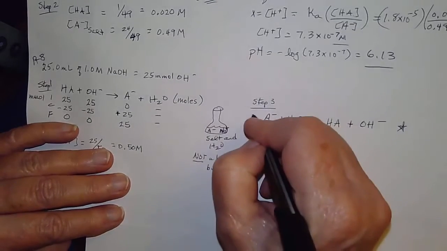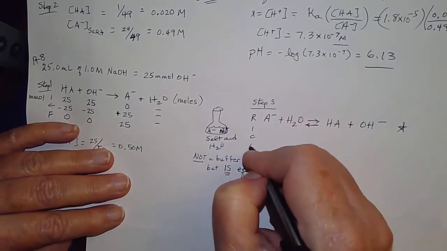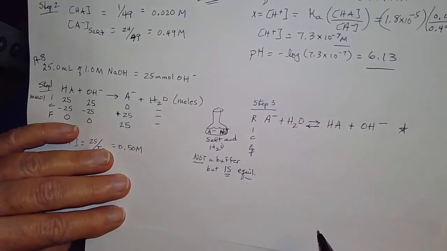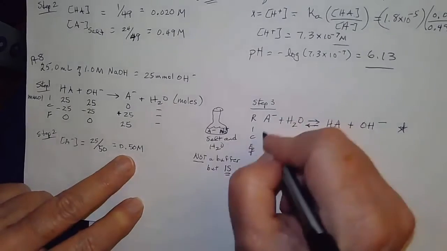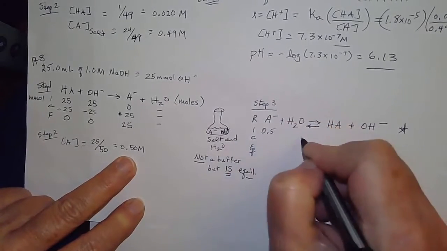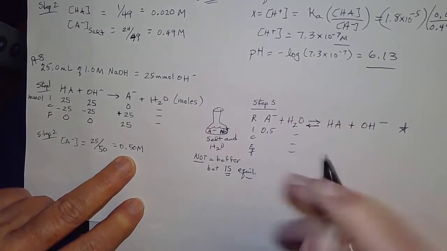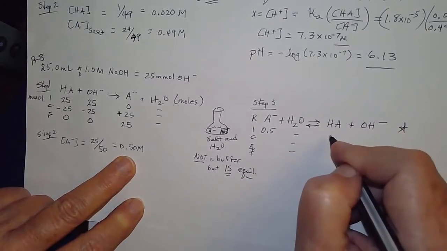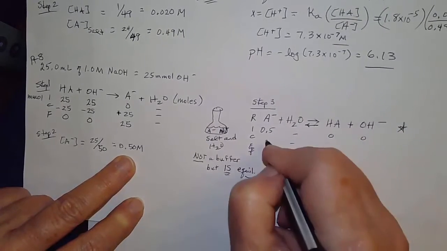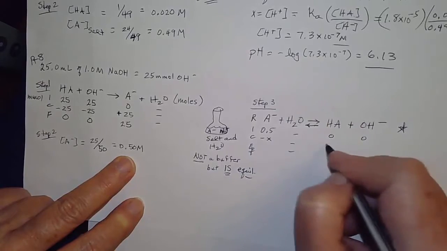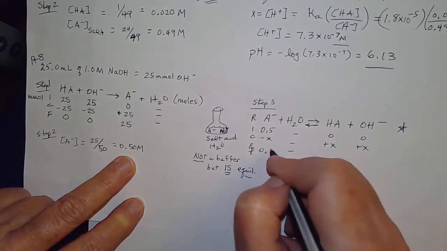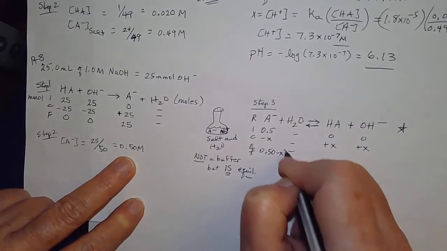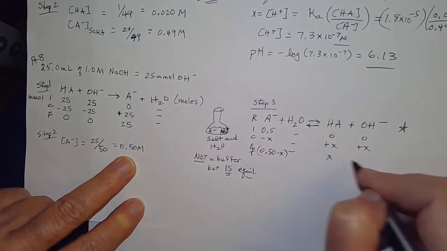So we're going to set our RICE table. Okay. Initially, what do we have? 0.5. It's water. Who cares, right? Just mark out the water. You don't have any of this initially. Minus X reacts, form X, form X. You get 0.50 minus X, X, and X.